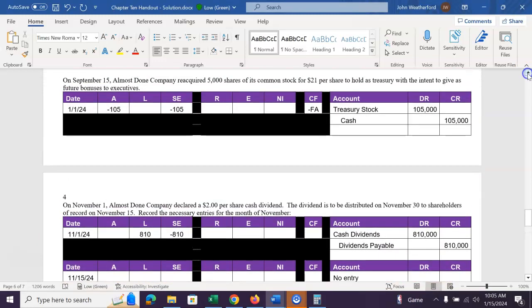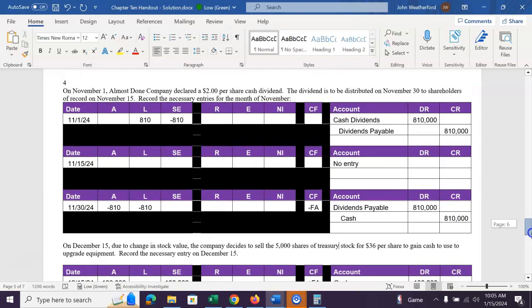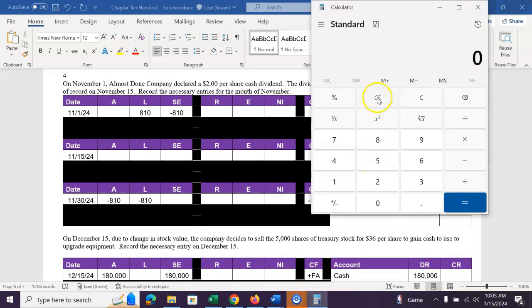It was purchased here on September 15th at $21 per share. We're selling back 5,000 shares, so we'll say 5,000 times $21 cost per share on the earlier transaction. So we're going to credit treasury stock for $105,000.